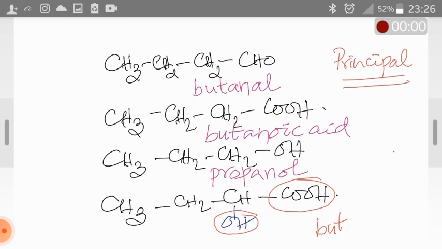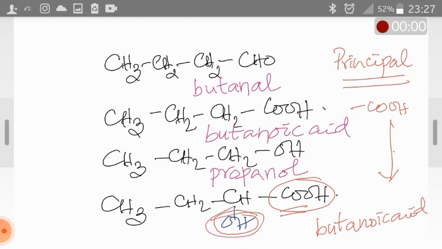The principal functional group is already decided by IUPAC. According to IUPAC, COOH has the highest priority. It goes like that. So if you take COOH and OH, the first priority goes to COOH, that is oic acid. So you need to write butanoic acid, and this hydroxyl group will become a substituent, and you need to give the position also. This is 1 and 2, so it is 2-hydroxybutanoic acid. That's how it must be named.